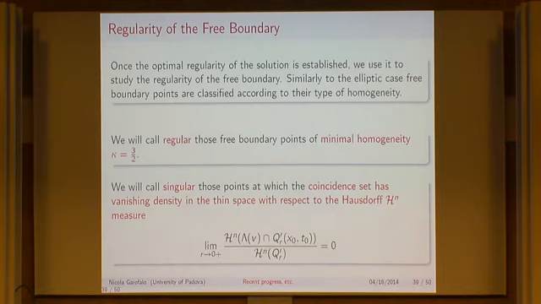And we call singular those free boundary points at which the coincidence set has vanishing density in the thin space with respect to the Hausdorff H^n measure. So that's the definition of a singular free boundary point. Remember that this object here denotes the thin manifold, the thin ball cross a time interval of length r squared. So at points where this happens, we call those singular free boundary points.